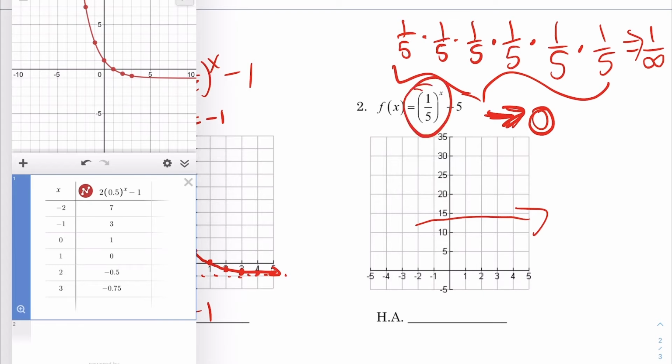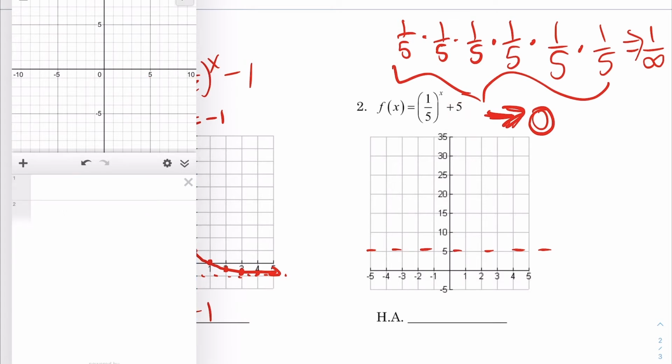So this part is just going to go away, and the only thing that will be left is the plus 5. So as x gets closer to infinity, the y should get closer to 5 in this second graph. Let's verify that by plugging it into Desmos.